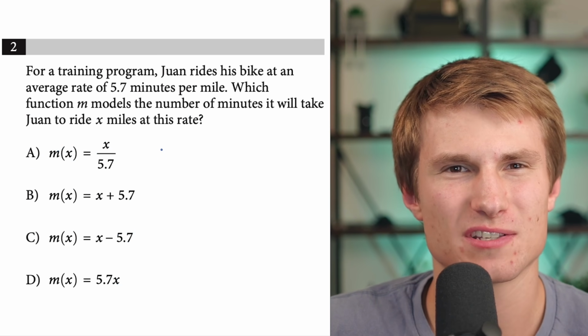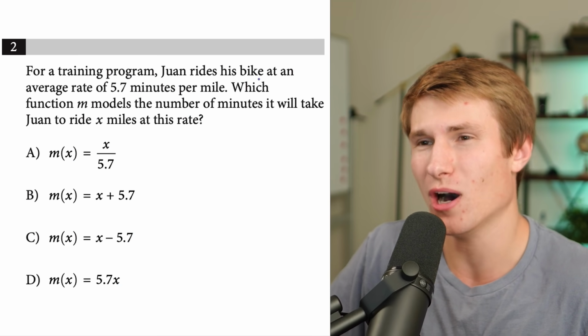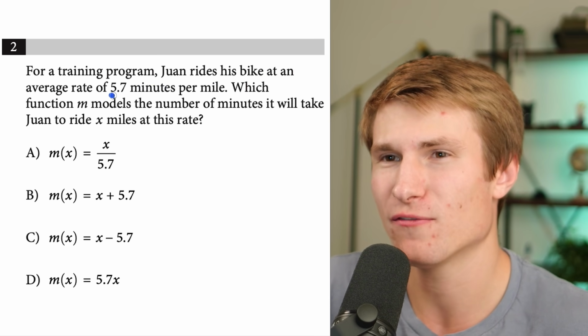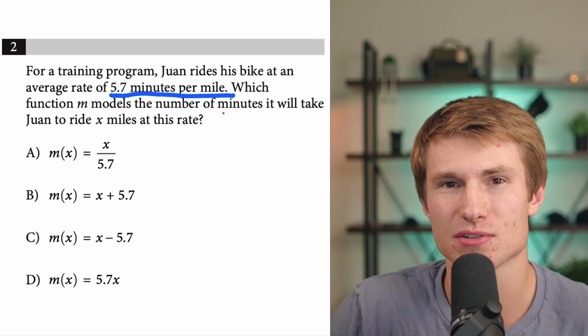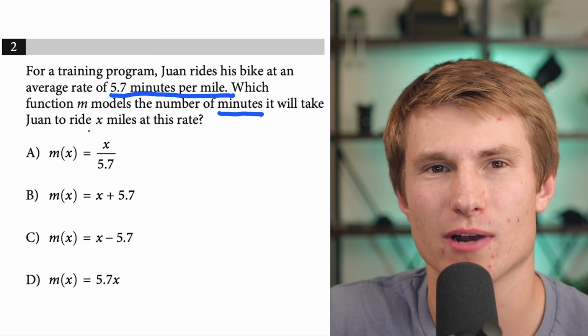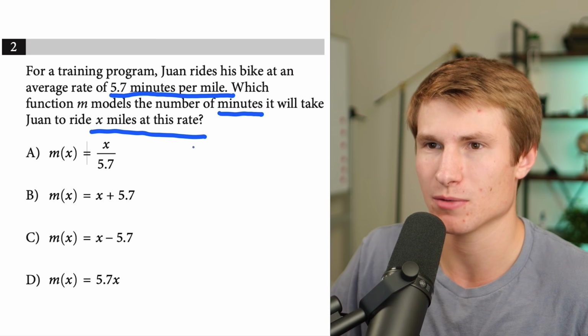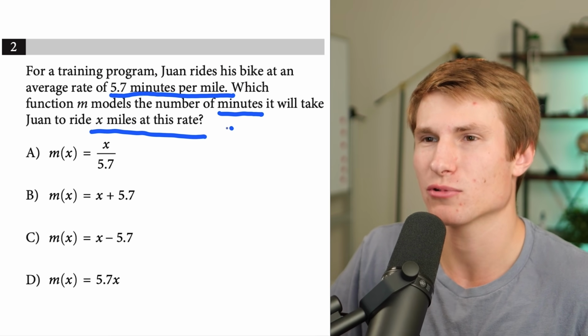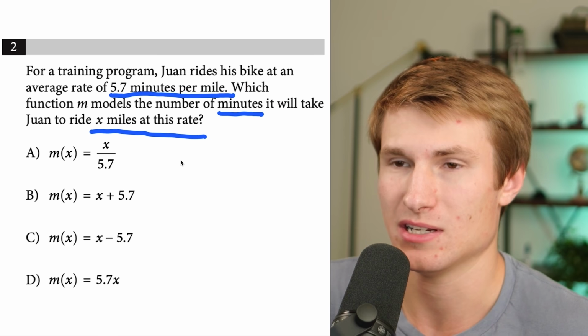Here's how to solve this seemingly simple SAT math problem. Question 2 states, for a training program, Juan rides his bike at an average rate of 5.7 minutes per mile. Which function m models the number of minutes it will take Juan to ride X miles at this rate? Now, the reason this question can be troublesome for some people taking the SAT is because it really does deal in details. So let's go ahead and focus on the details that we need to pay attention to.